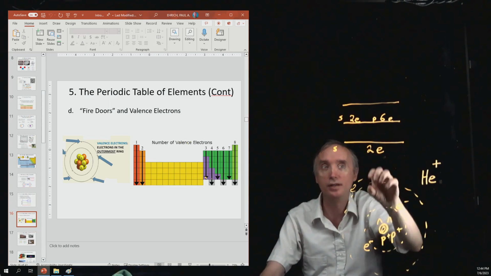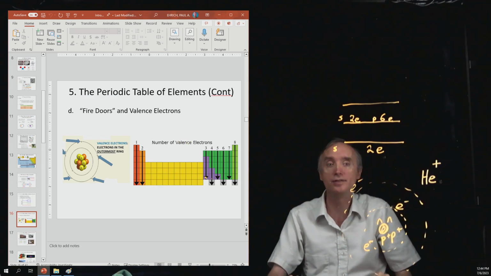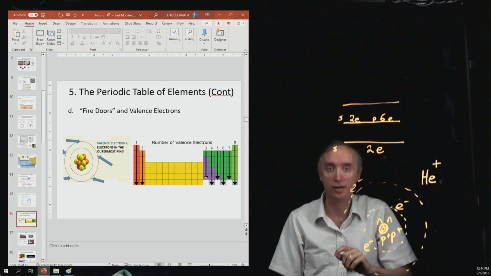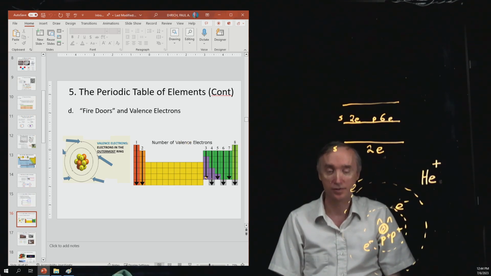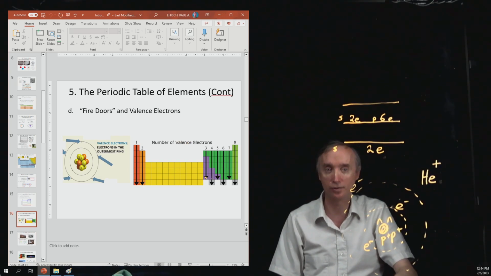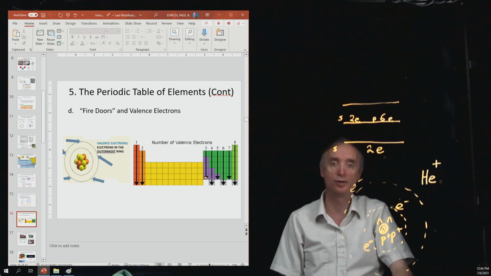All right, that means that the first shell is closed, and that means it has 1 outer electron. Another name for this is 1 valence electron. So the valence electrons, the outer electrons, are the ones that participate in chemical reactions. Okay. So you might be saying, well, this is too hard. I can't remember how many valence electrons these things are going to have.